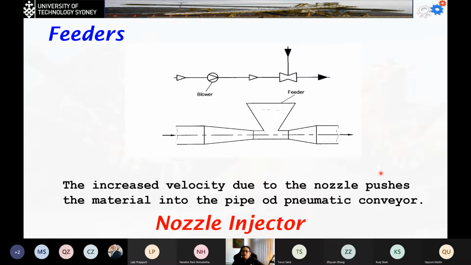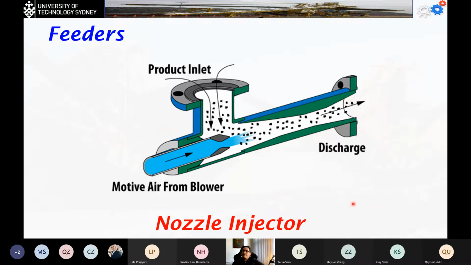The increased velocity, due to the nozzle, pushes the material into the pipe and then through the pneumatic conveyor. Another example for the nozzle injector. Once again, the very high nozzle velocity focusing in one direction will only give one way for the air to go, which is through the venturi and then through the piping system. Negative pressure is going to be generated on that side.